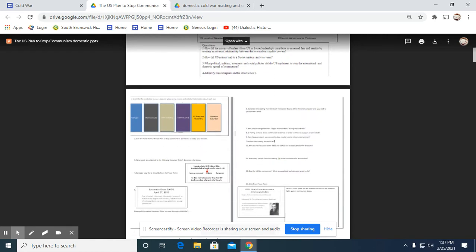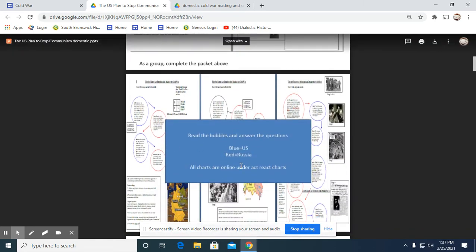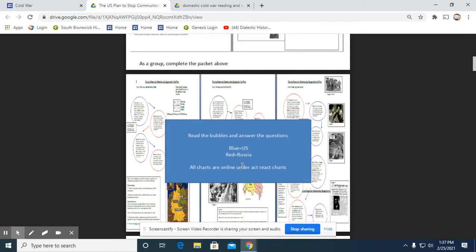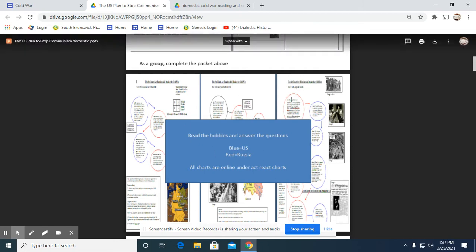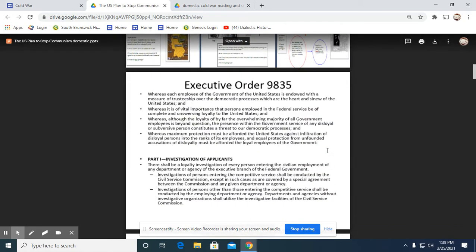This test is a little different. We also have the ACT-REACT charts that were distributed in a prior class. I believe this is the Berlin airlift, the Berlin Wall, as well as the Cuban Missile Crisis.